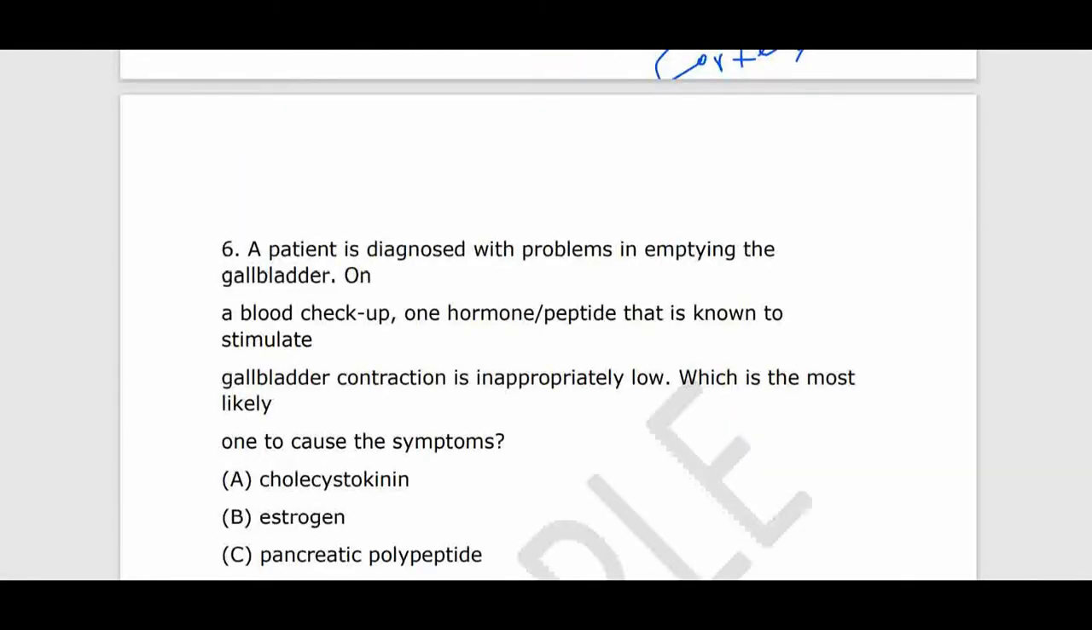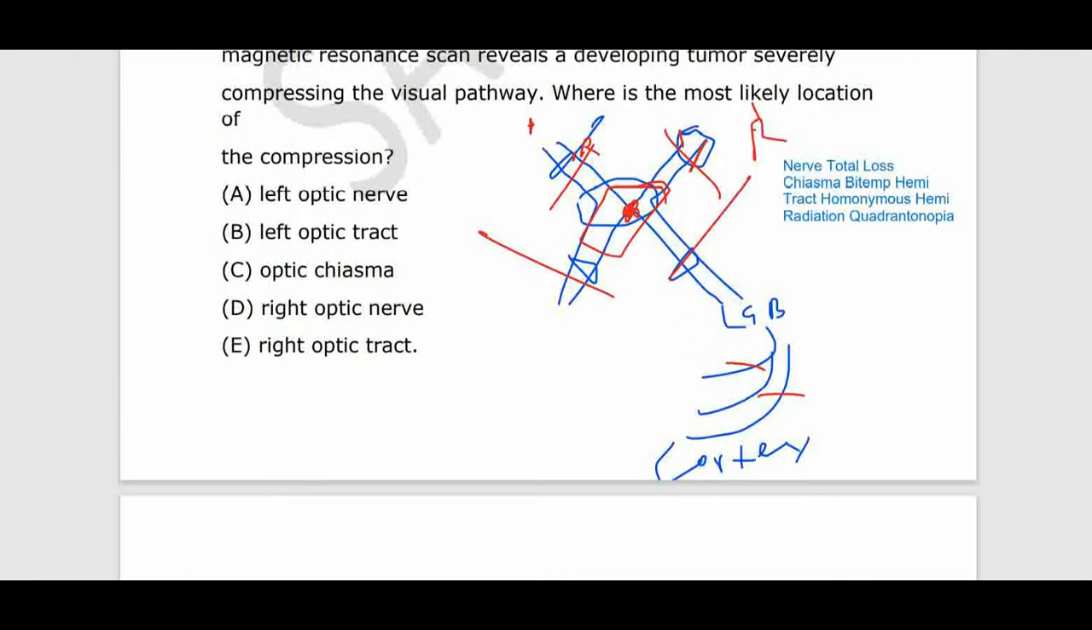Okay, I don't think I highlighted the answer to that. So this is the answer, optic chiasma.